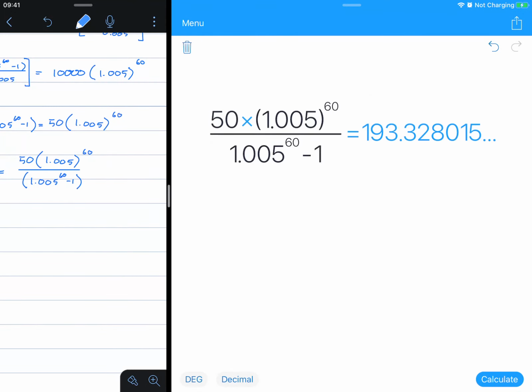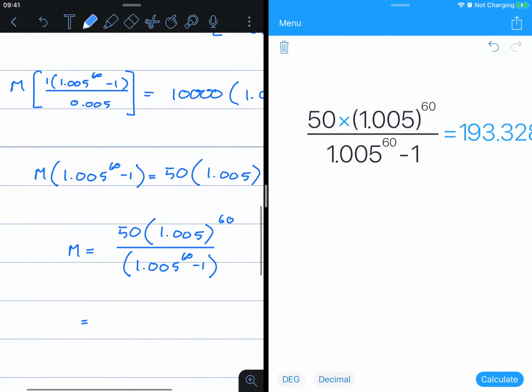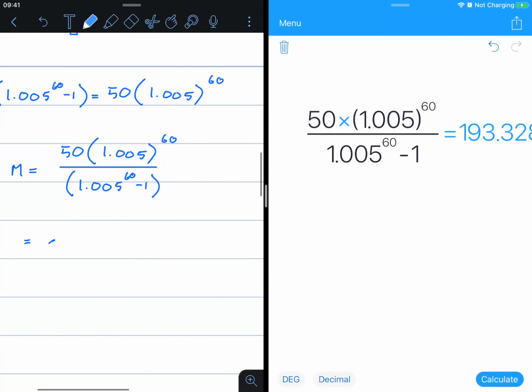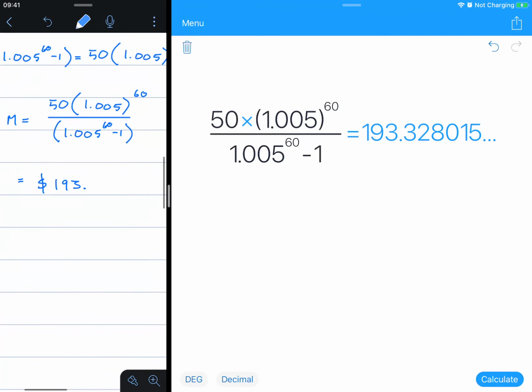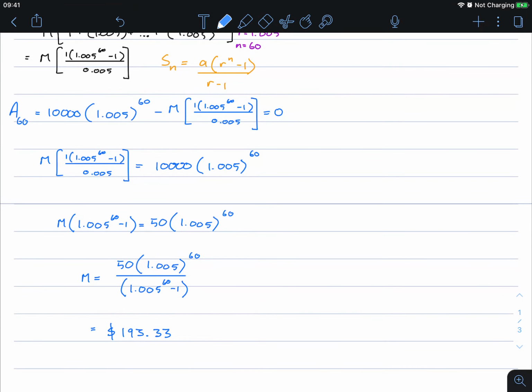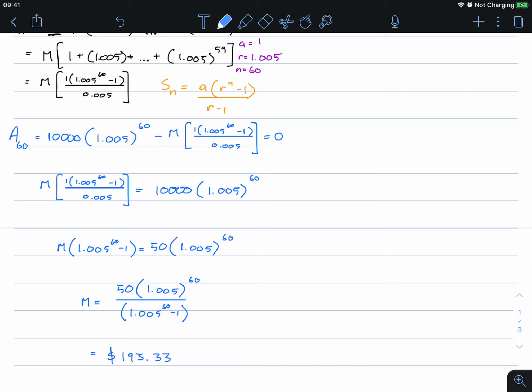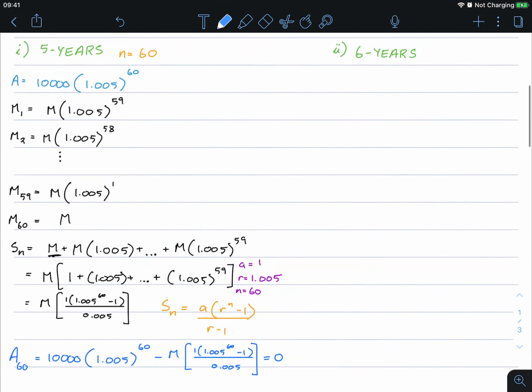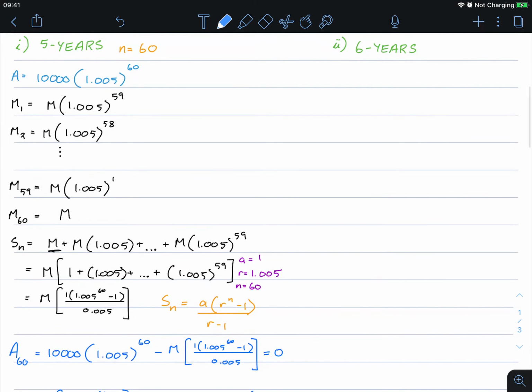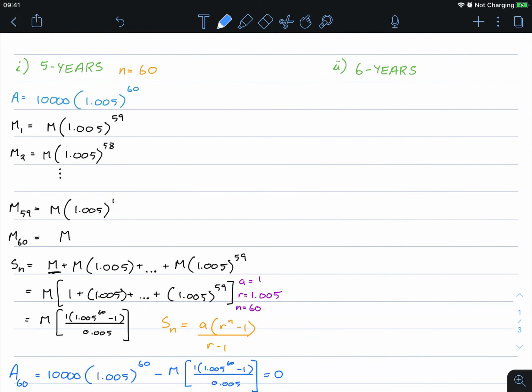Let's hope that it took the input correctly. There we go. So this gives us $193.33, rounding up to the nearest whole cent. So that there's how we calculate the unknown value of m. Now that we have this, I'm going to show you a little shortcut that we can use to understand this from now on.